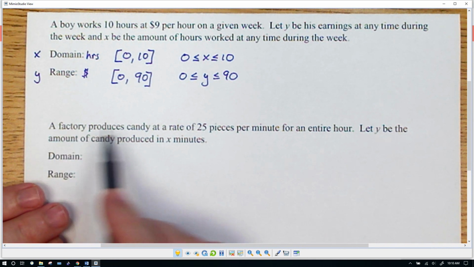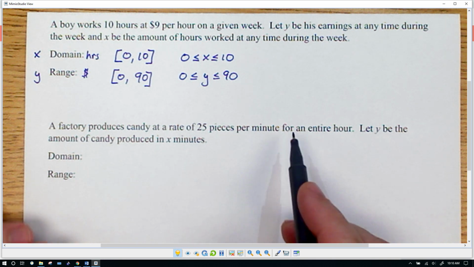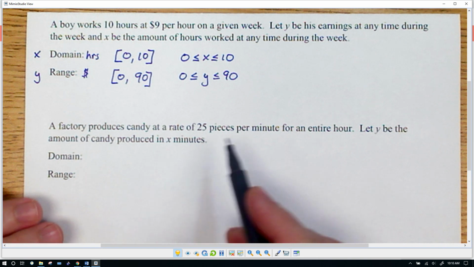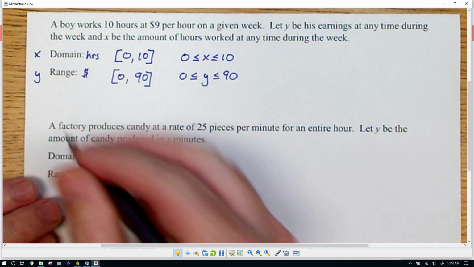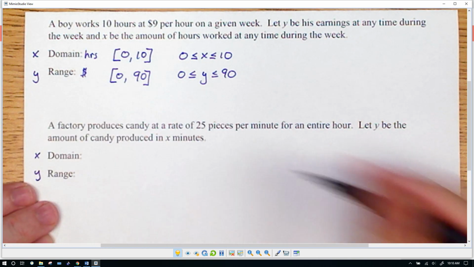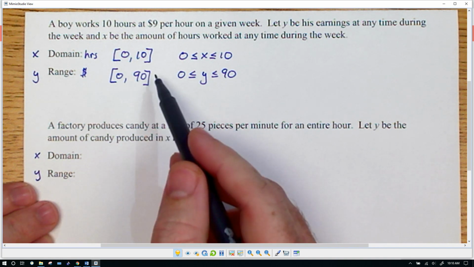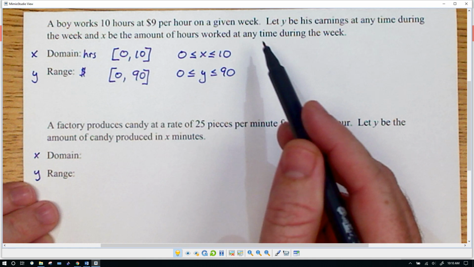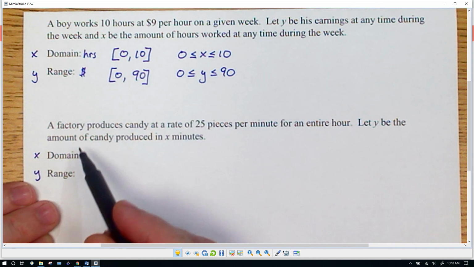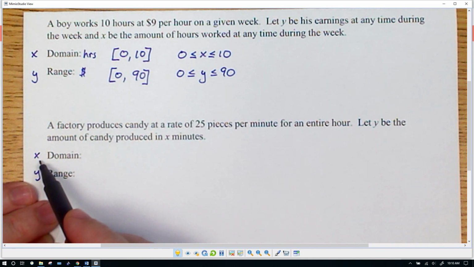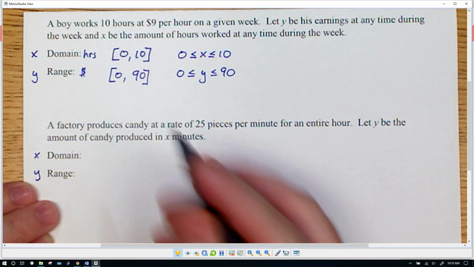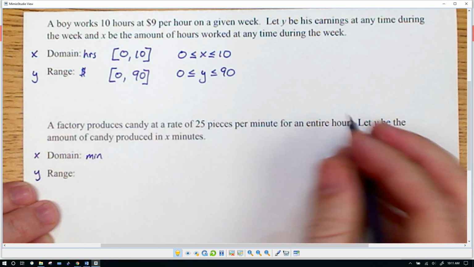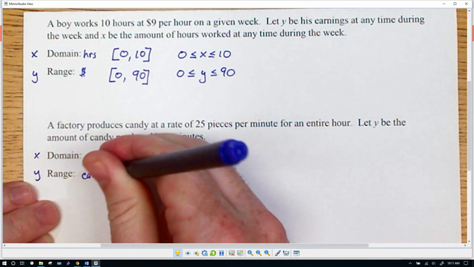A factory produces candy at a rate of 25 pieces every minute for an entire hour. Let Y be the amount of candy produced in X amount of minutes. Okay, so all the total possibilities that we can list, we're going to write them as an interval because there's too many to write down, and we're going to write them as an inequality because you can see it in both ways. The domain is the list of X values, and those are all minutes. So we're in minutes for the domain. Range will be the number of pieces of candy. So I'm just going to put candy here.